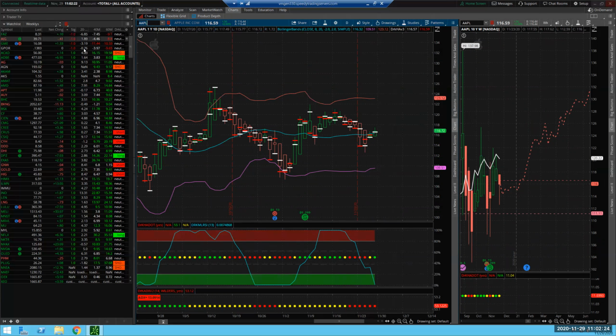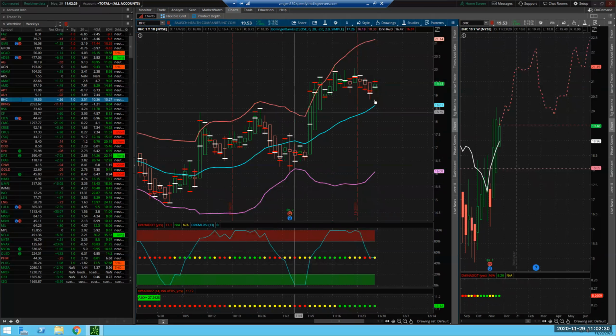So some of the bigger moves coming up. Let me just sort down by SIG here. You can see here BHC has a 10% move coming. Nice seasonal play. We got a yellow dot. If this turns green, maybe that's a long play.